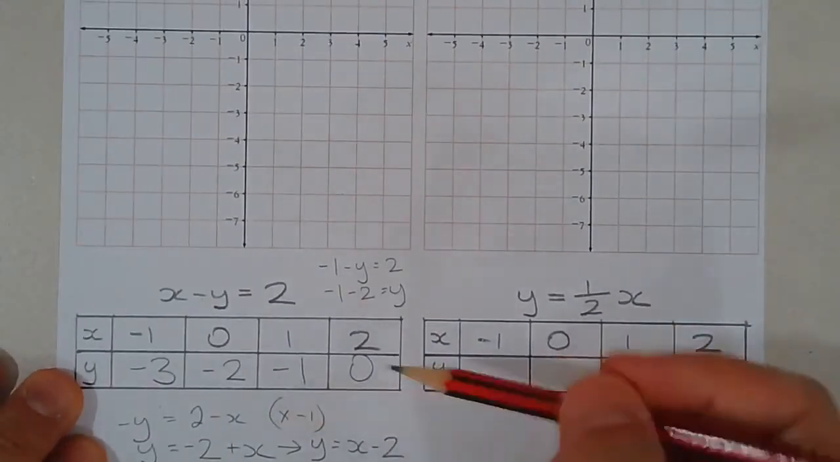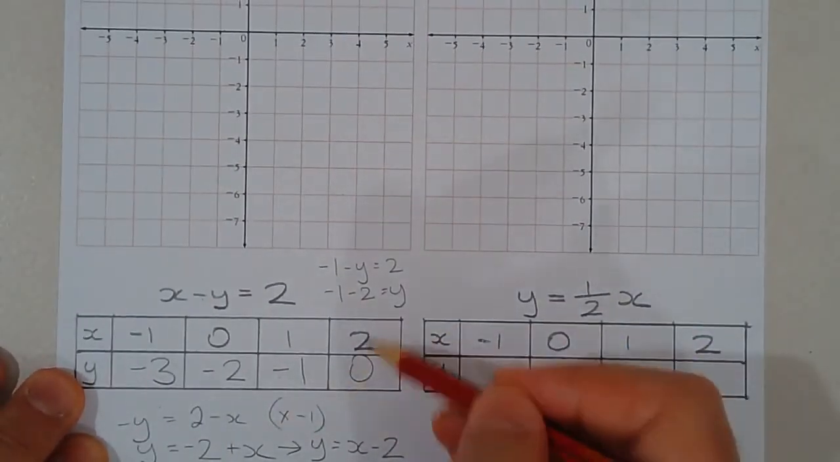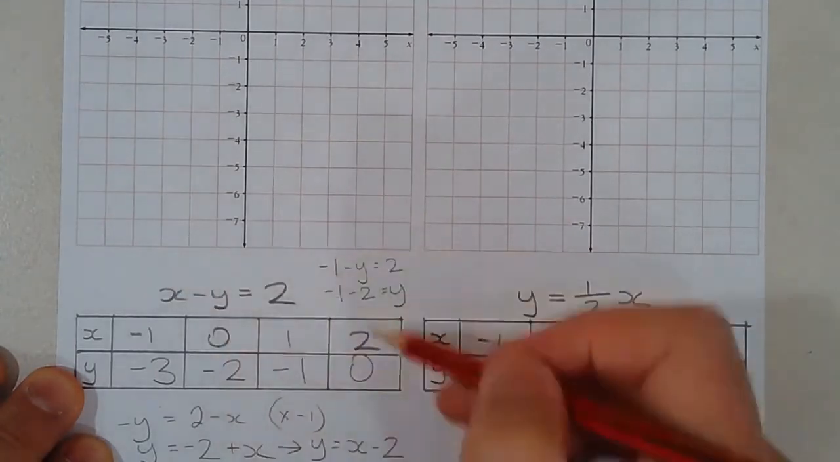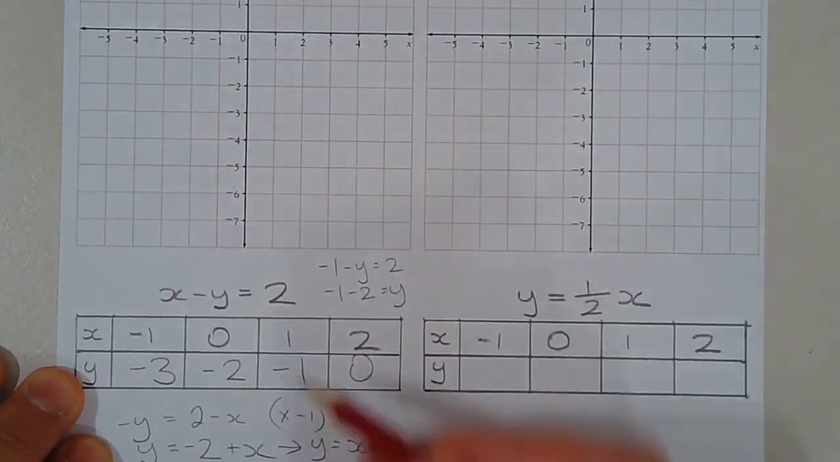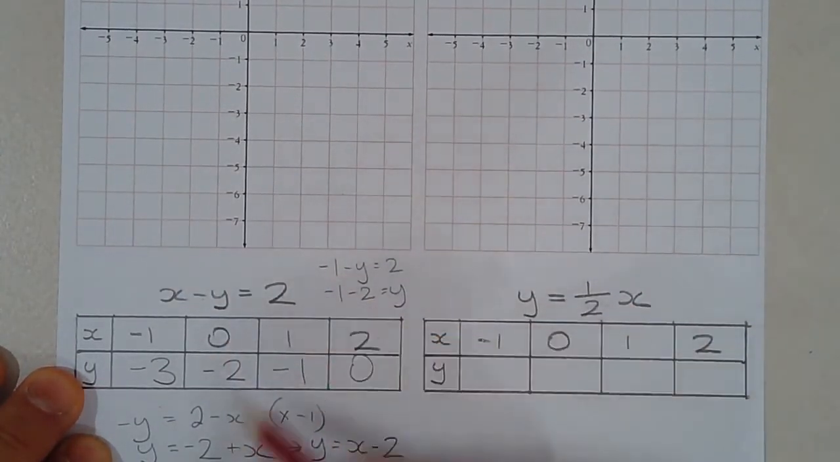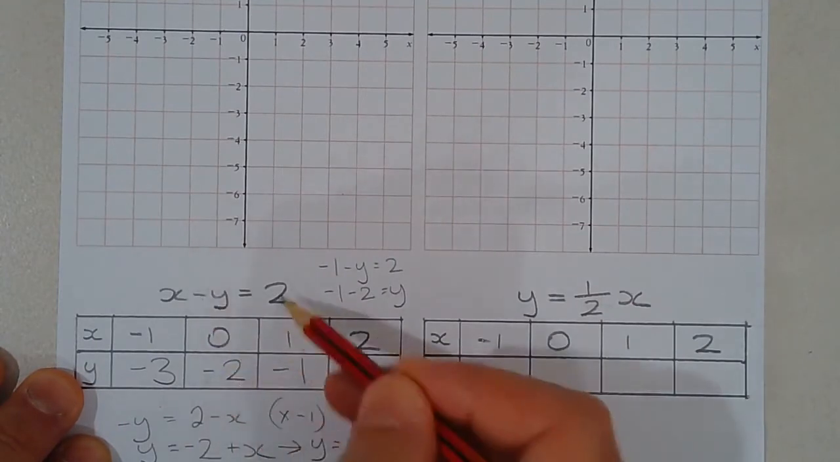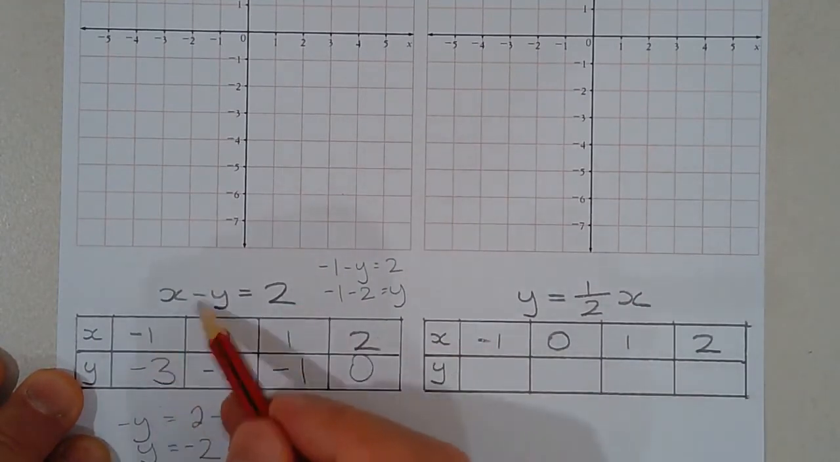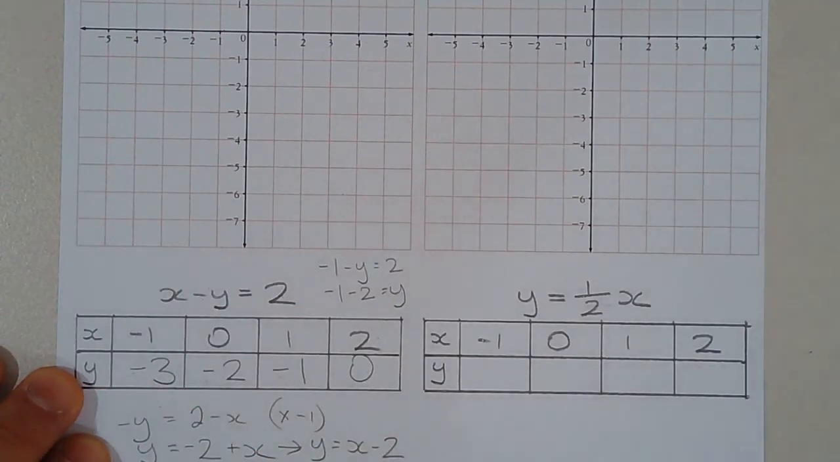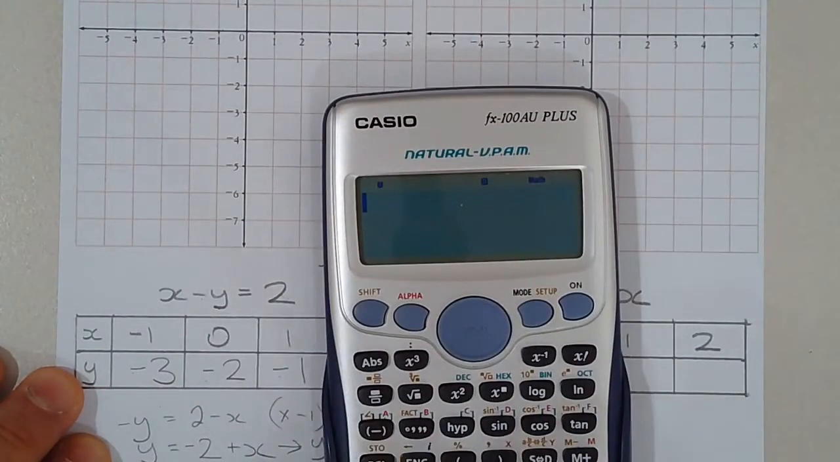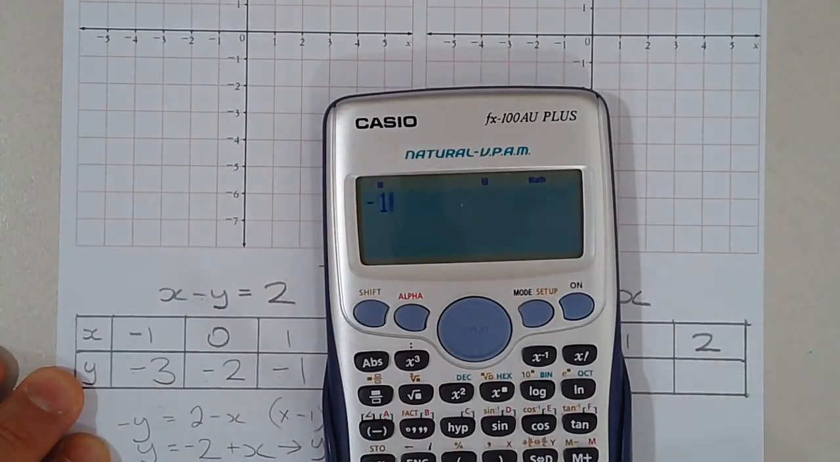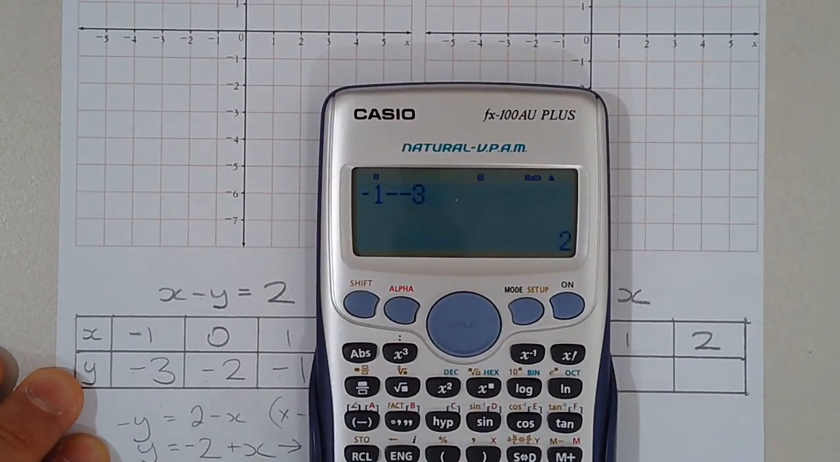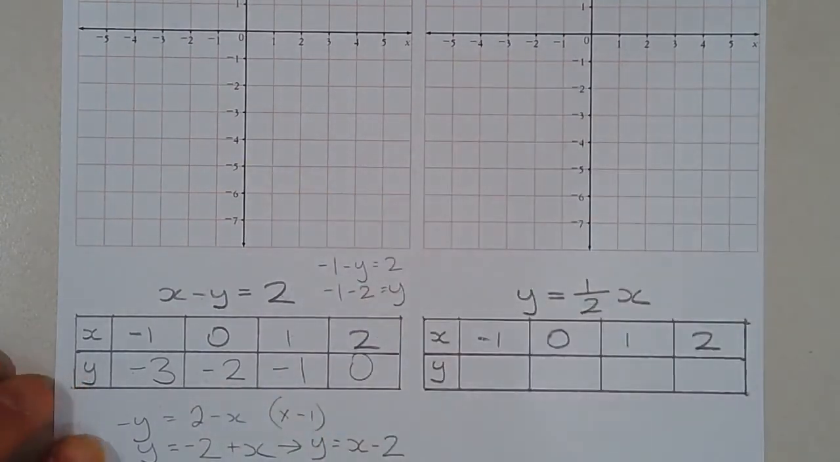Another way to check that again, and I think we've done this before, is to subtract them. 2 minus 0 gives you 2. 1 minus minus 1 gives you 2. 0 minus minus 2 gives you 2. Negative 1 minus minus 3 will give you 2. That's all I mean by minus minus.